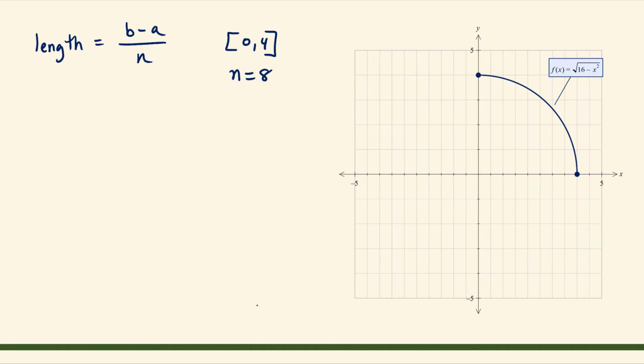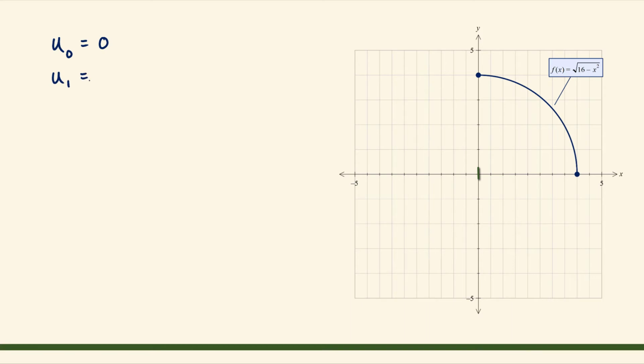Making those substitutions gives us that the length of each subinterval will equal 4 minus 0 over 8, which is equal to 4 over 8, which is equal to 1/2. So the length of each subinterval will be 1/2 unit. Our first left endpoint will be 0. Our second left endpoint, u sub 1, will be equal to 1/2.